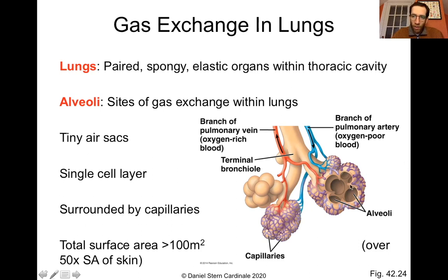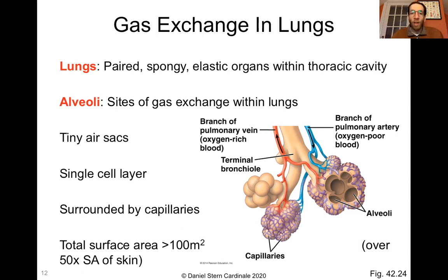This single layer of cells is surrounded by capillaries, which is what we see in purple right here. So the air is going to flow in, it's going to inflate the alveoli, and gas exchange will occur between the alveoli and the capillaries that surround them. An important thing to keep in mind here is the enormous surface area. The surface area of the alveoli in your lungs is more than 100 square meters for the average person, more than 100 square meters. This is approximately 50 times the surface area of human skin.